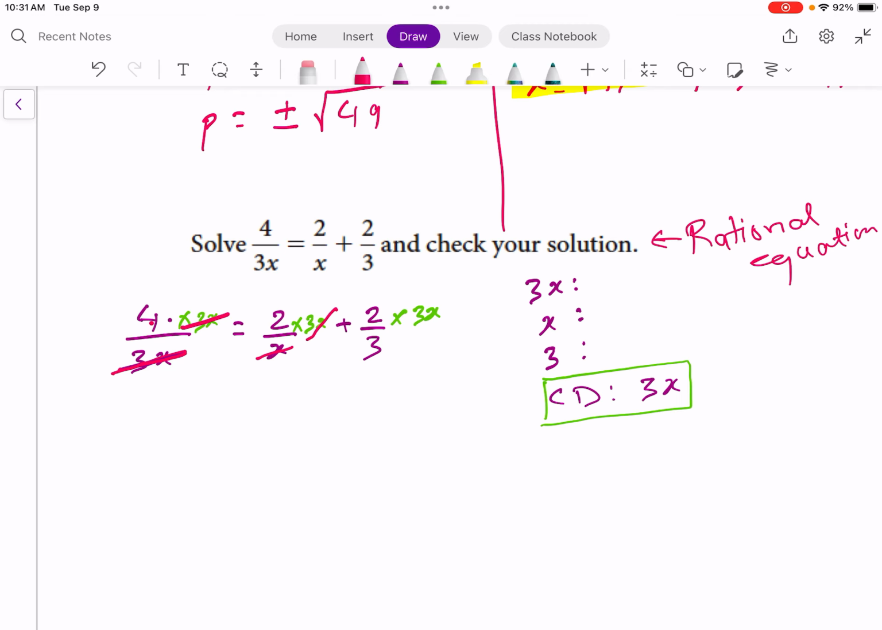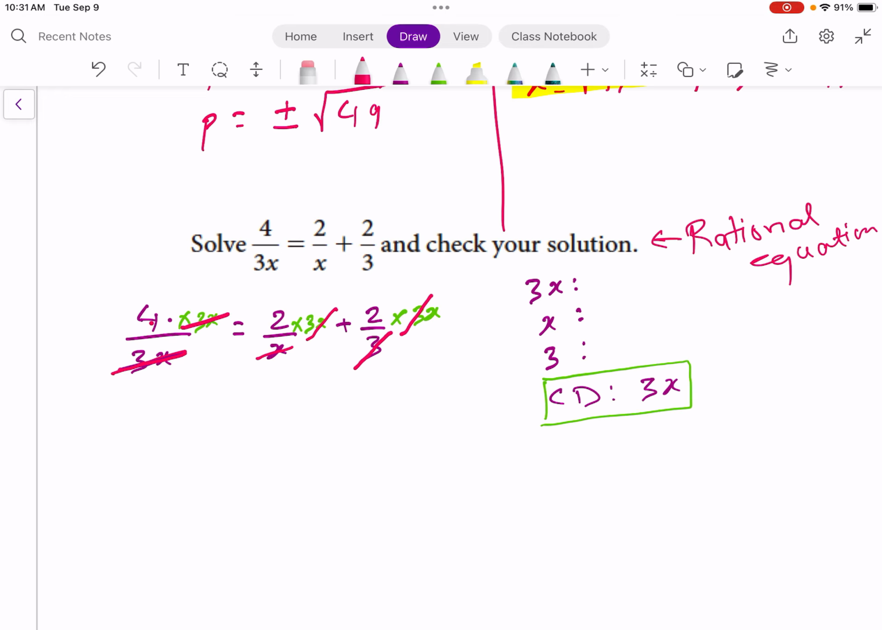On the right side, we have 3 and 3 cancelled. Our numerator is 2 times 3 times x. It is in a product form, and we are dividing by that 3.